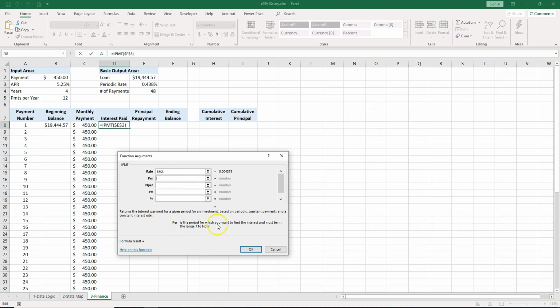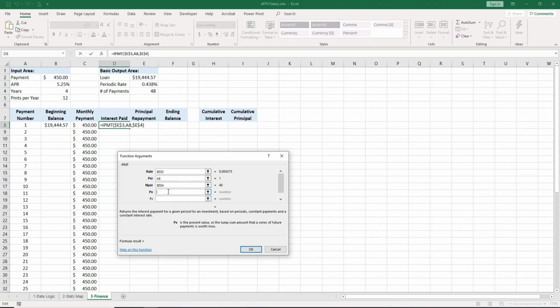PER, the period for which you want to find the interest, it must be in the range 1 to NPER, so that would be the last payment. Where do we have the payment number? We have it here in A8. Okay, now what is NPER? Total number of payment periods. We actually calculated the number of payments in E4, so let's lock it with F4.